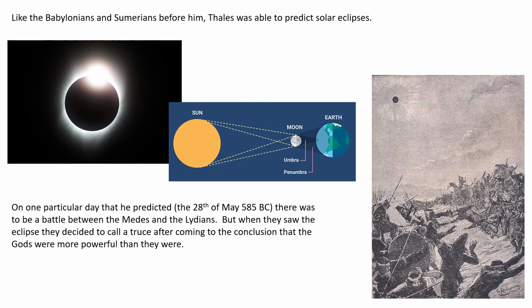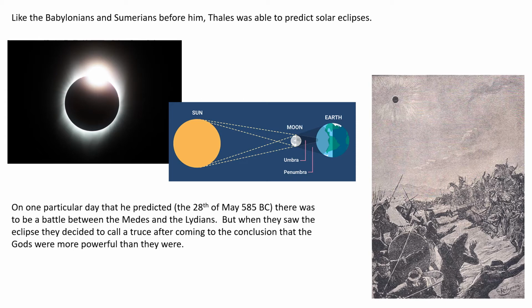And on this particular day, there was to be a battle between the Medes and the Lydians, who were two civilizations that existed in modern-day Turkey at the time. On the day of this battle, when the eclipse occurred, they saw the eclipse and decided to call a truce, as they realized that the gods were probably more powerful than they were, and so they put their differences aside.